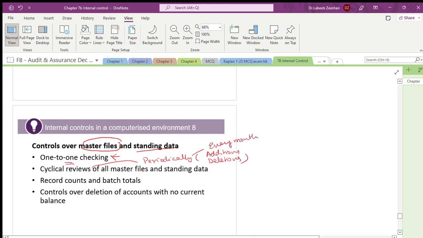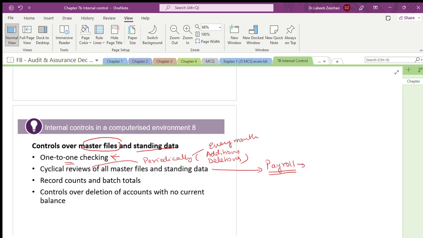Now, where do we use this concept? In which type of questions will you come across it? You will come across this concept whenever you are doing a question related to payroll. Whenever you are doing a question related to payroll, we will do this. What happens during the payroll?